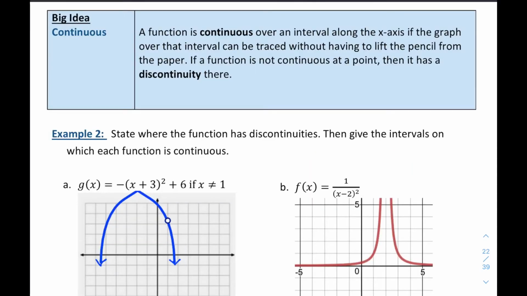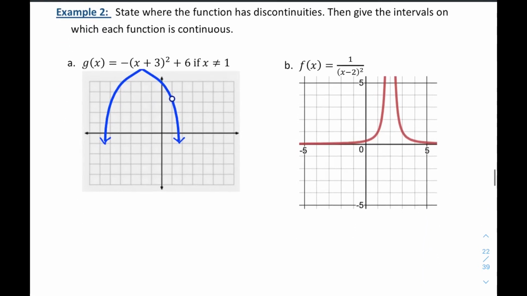A function is what's called continuous over an interval. Again, we're describing the x values where this happens. If you can trace the graph on that interval without having to lift your pencil from the paper or the screen, it's continuous. If you have to lift up that pencil to jump over something, a hole, an asymptote, then you have a discontinuity at that value. Let's look at a couple of functions here. First off, we're going to state where they have discontinuities.